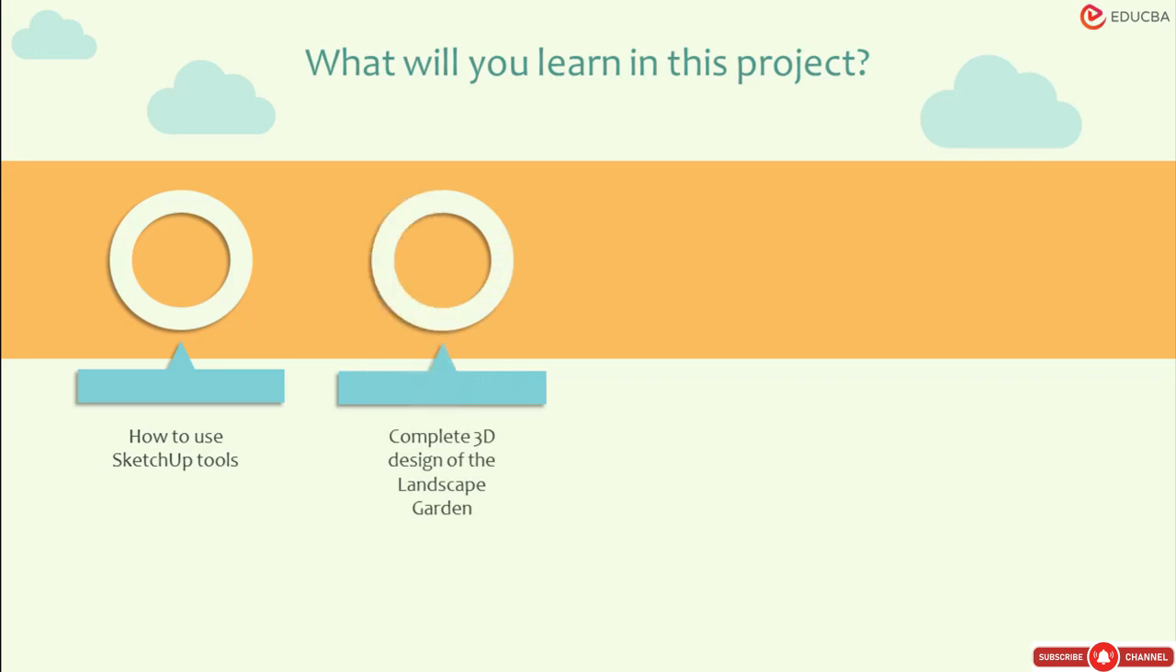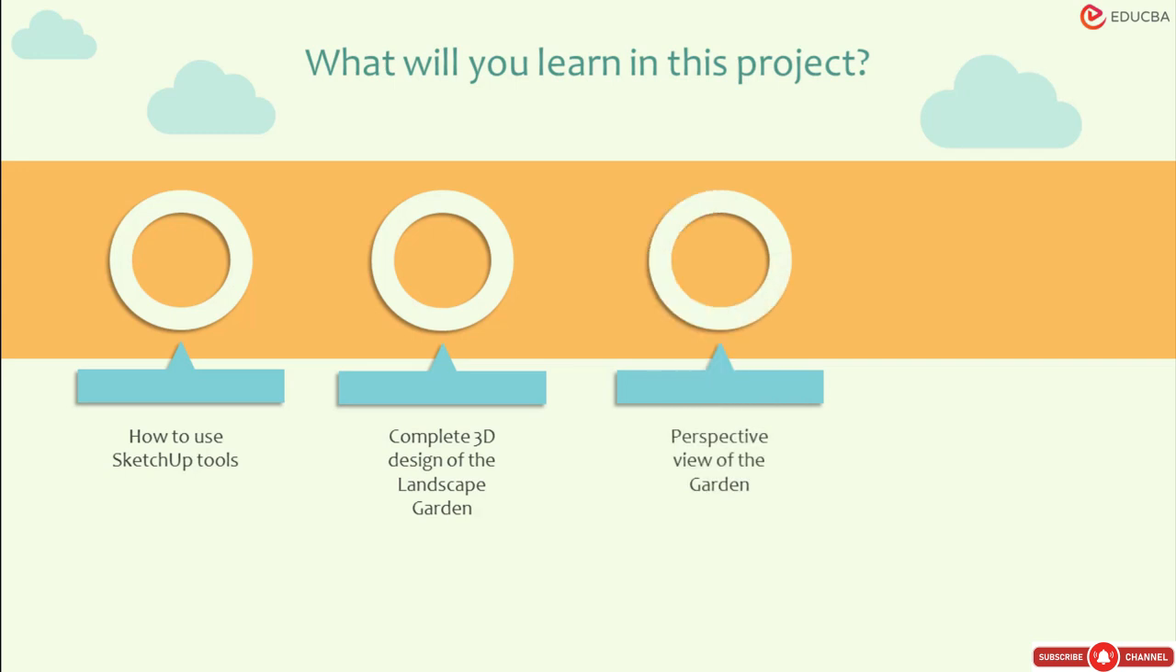Complete 3D design of landscape garden. We will design the landscape garden in all aspects. If we are designing the landscape garden, we can install our components like trees and plantation. So by this project, we will definitely learn how to design the landscape garden in a complete view. Perspective view of landscape garden. Perspective view is also called 3D view or the three-dimensional view. So we are going to design this landscape garden in a 3D view in this project.